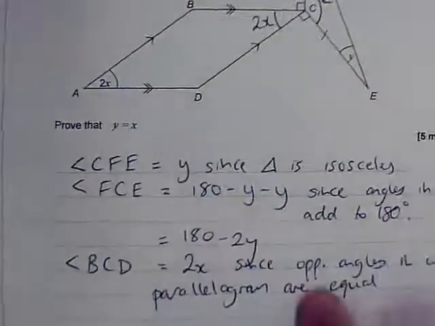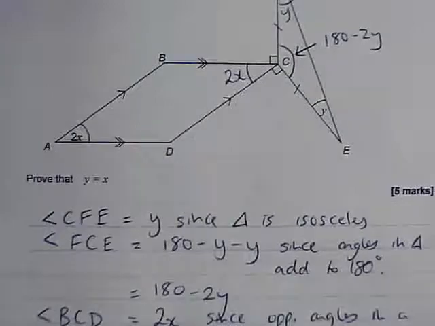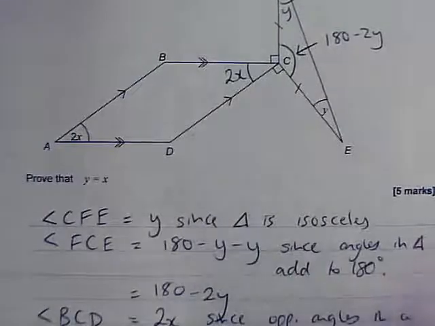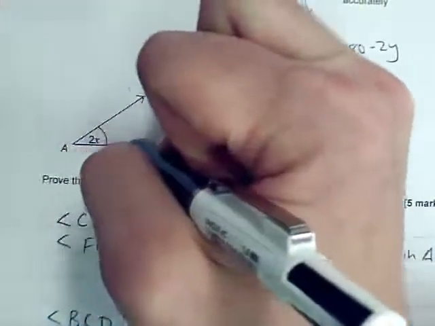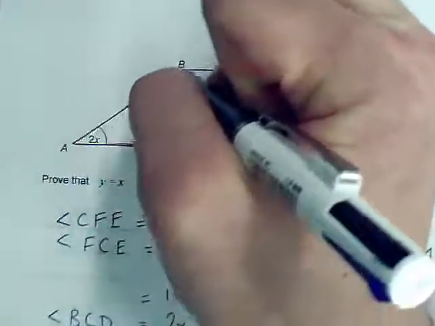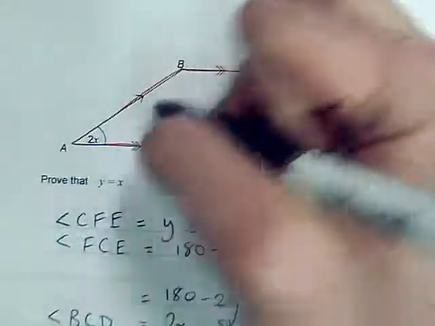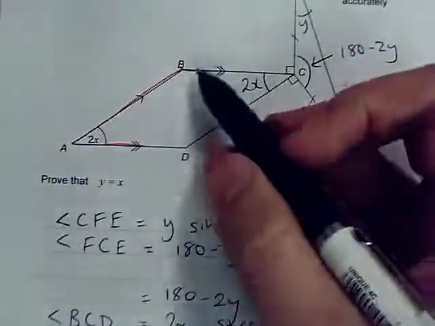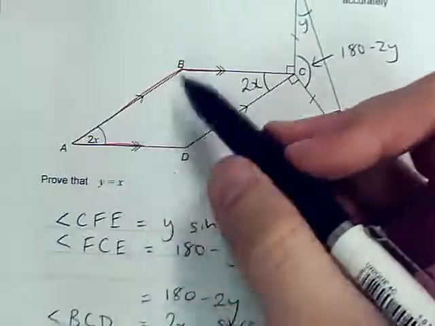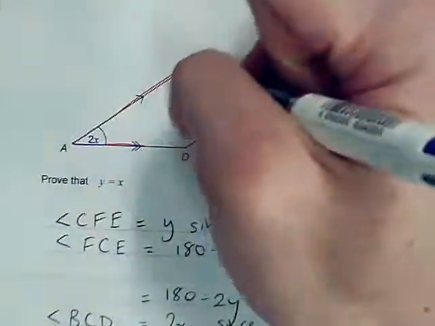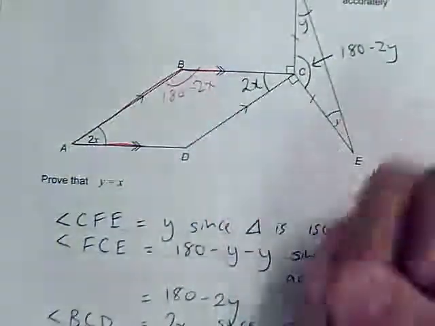Okay, now if you're not really happy with this explanation, you can use other explanations. So for example, if I look at this, I can see a C shape here, and the C shape has to go through the parallel lines, and what that means is that these angles are co-interior, so they have to add up to 180. So this angle here therefore must be 180 minus 2x.